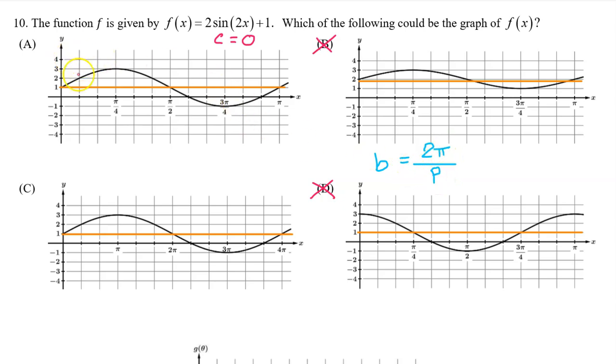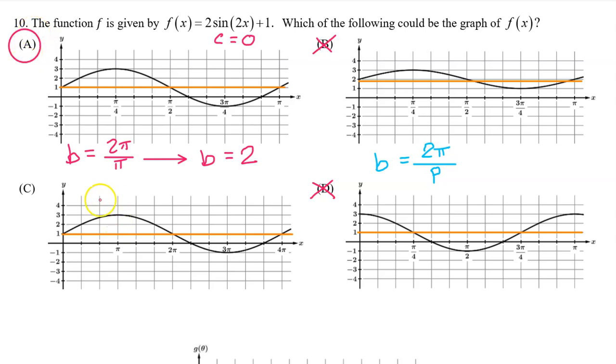In the case of option A, the period is pi. So the b value should equal 2 pi divided by pi. These pi's cancel each other out, so we should get a b value of 2. And that is correct, so the answer is going to be A.